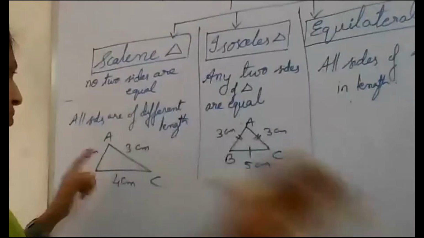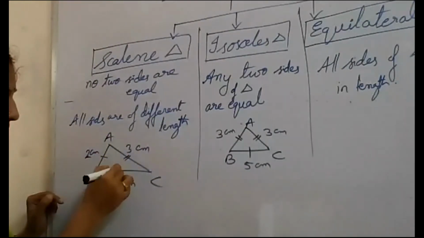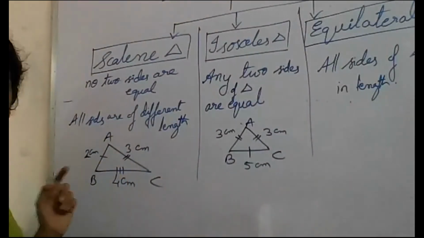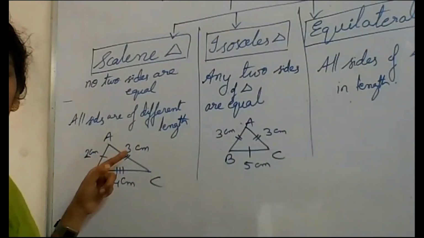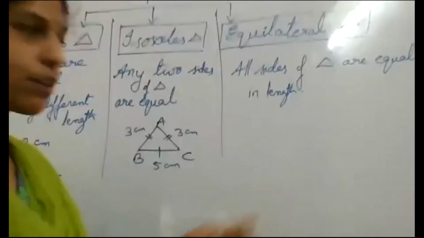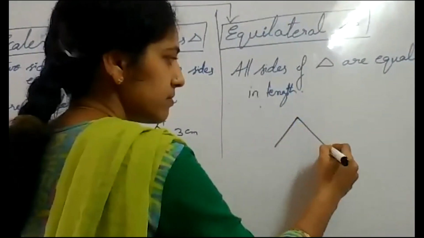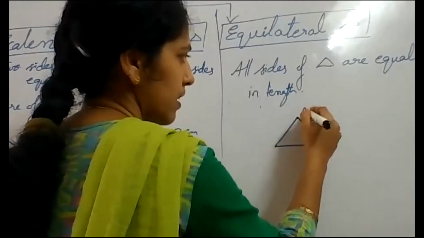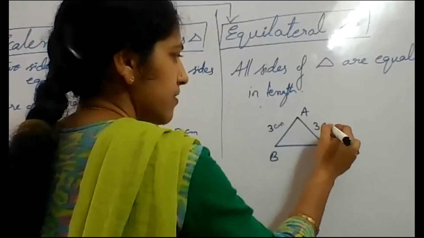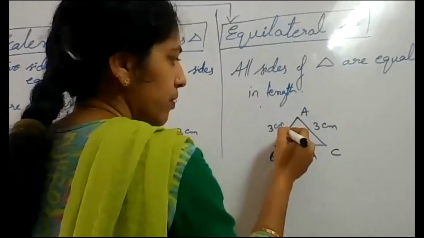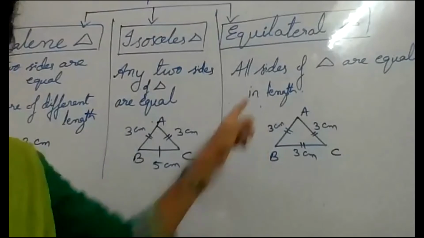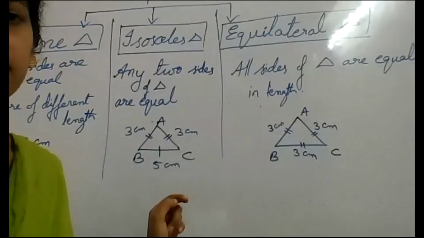In the same way here also, one line, two lines and three small lines I use. That means all are different. Now this one, equilateral triangle. In an equilateral triangle, three sides are equal: 3 centimeters, 3 centimeters, 3 centimeters. All are equal, so it is an equilateral triangle.